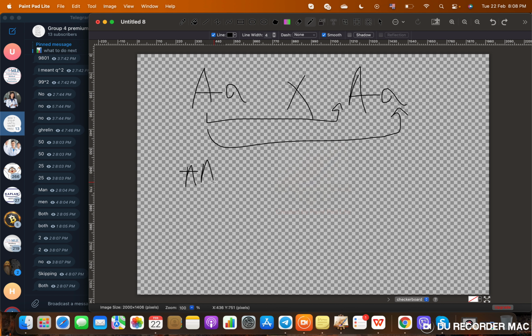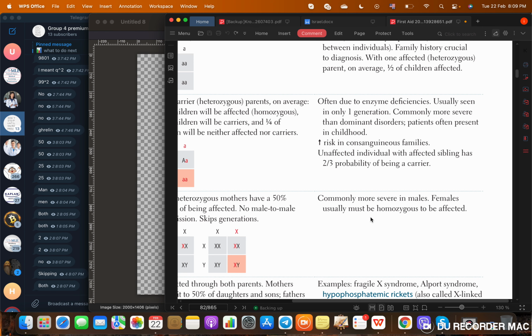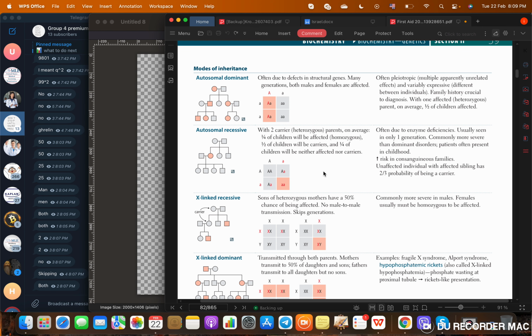Big A, big A, big A, small a, big A, small a, small a, small a. So big A, big A means healthy. Big A, small a is a carrier, not sick. So there is a 25% chance of being sick, 50% chance of being a carrier, and 25% chance of being healthy in the offspring. Okay, and that's what they write.